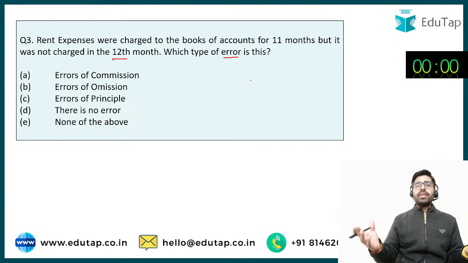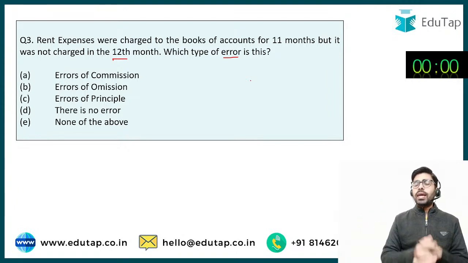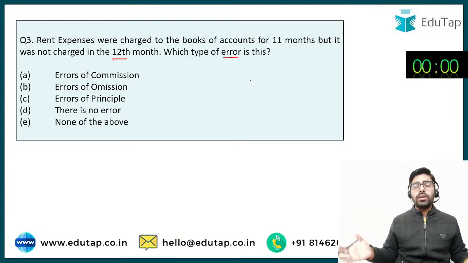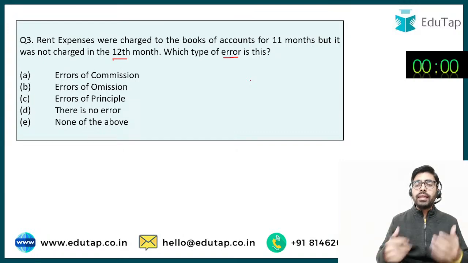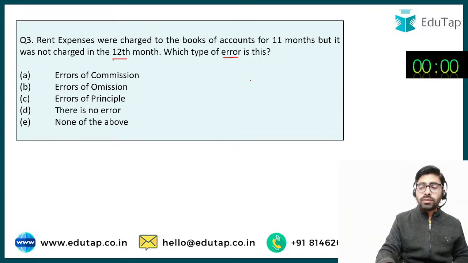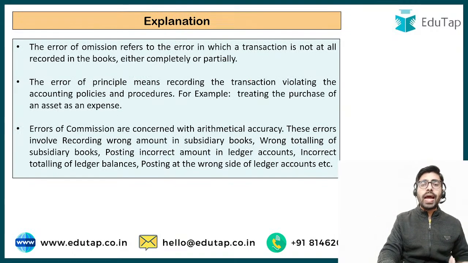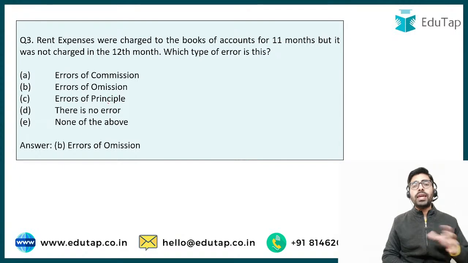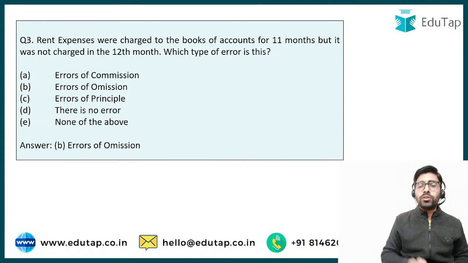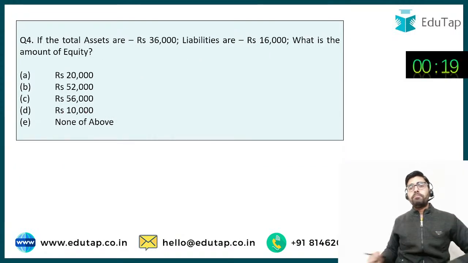So the question says that the rent expense was recorded for 11 months but not recorded for the 12th month. So clearly it is an act of omission. We have omitted writing the rent expense for the 12th month. So this is clearly going to be an error of omission, and we have already discussed all these errors with you guys. Commission, omission, principal, compensating error, all these we have already discussed with you. So the answer is option number B.